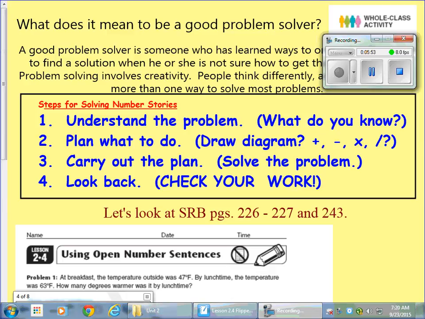Two, plan what you want to do. Are you going to be adding, subtracting, multiplying, or dividing? Three, you're going to carry out the plan. So how are you going to solve the problem? Then you're going to look back and check your work. Please remember to always check your work on these problems.